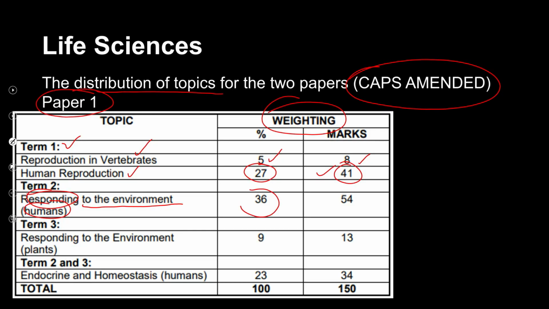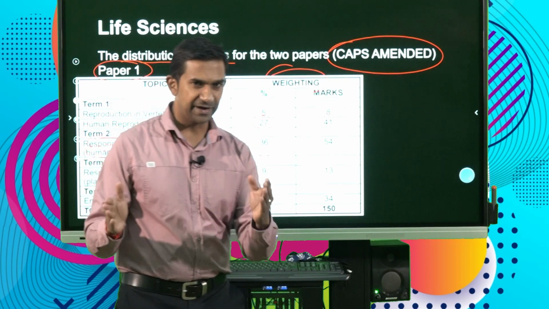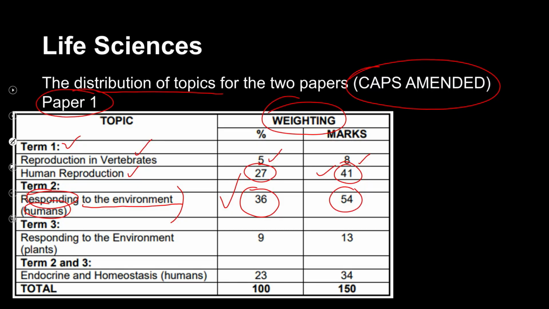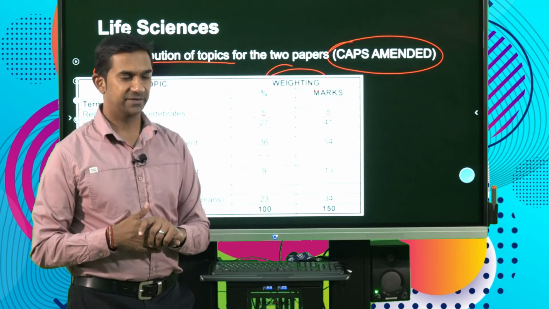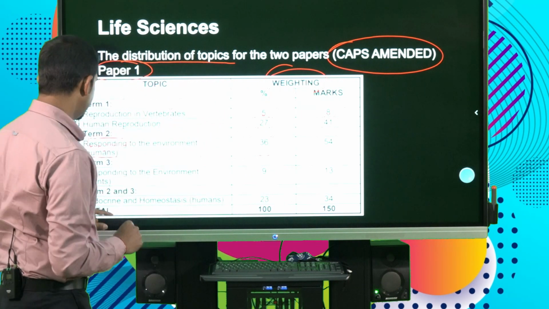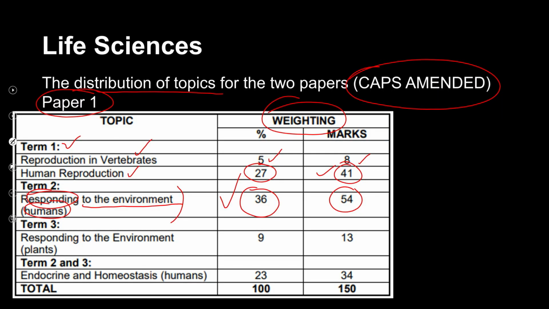Again, guys, look at that, 36%. A significant proportion of paper 1 comes from this topic. Again, very important that you learn this section really well. 54 marks of paper 1 is in this area. Again, a good fat hint for us to be able to prepare.